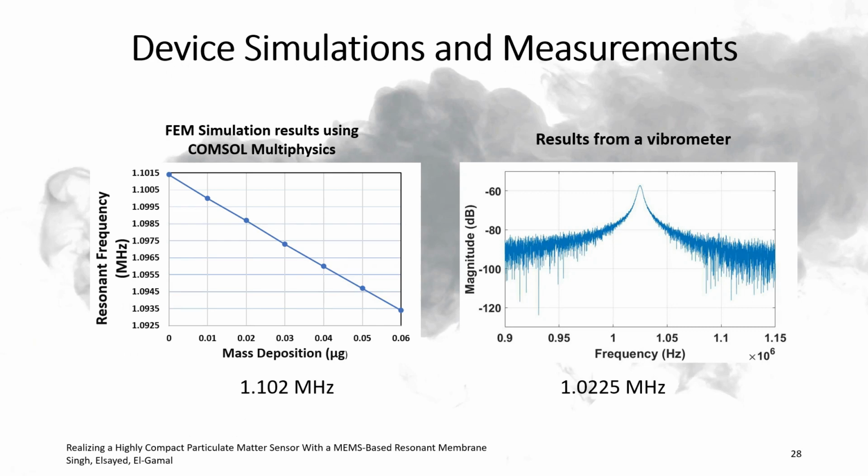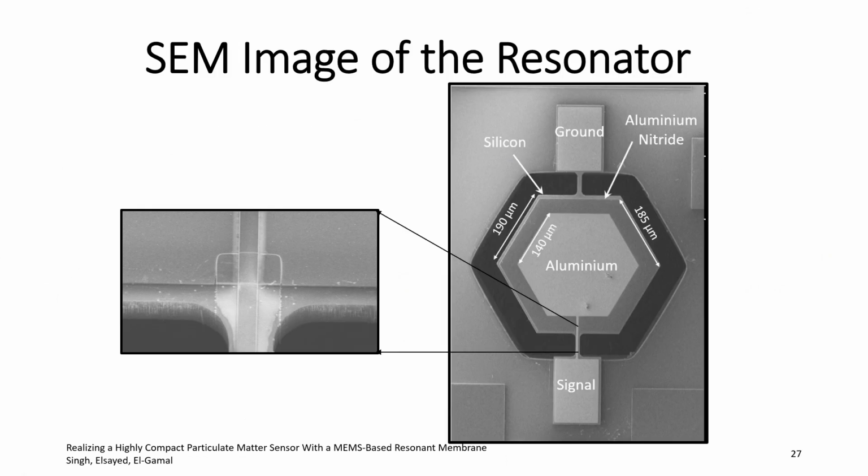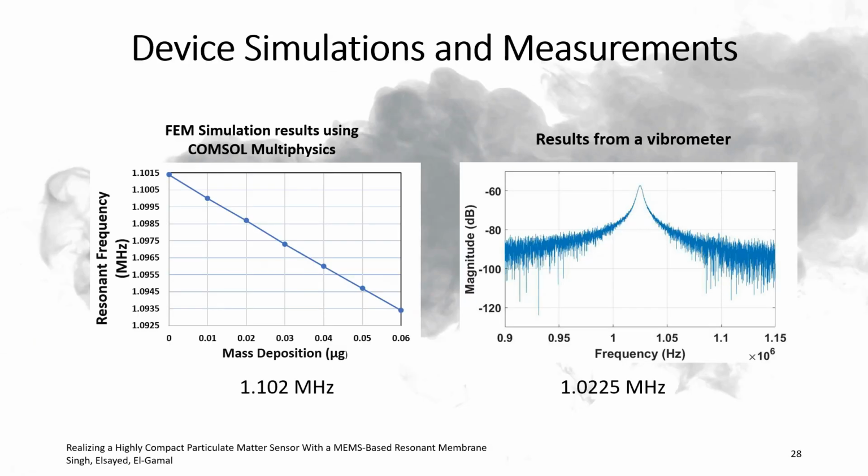So we used COMSOL Multiphysics to simulate our devices. We ran a parametric sweep so that we can find the optimum length and width of these anchors that can provide us a high quality factor for these resonators. What we did in the simulations, we kept depositing a mass in quantity of 0.01 micrograms. Whenever we deposited 0.01 microgram on the membrane, there was a negative shift in the resonant frequency, as you can see in this plot. And this shift was supposed to be linear as defined by the Sauerbrey equation.